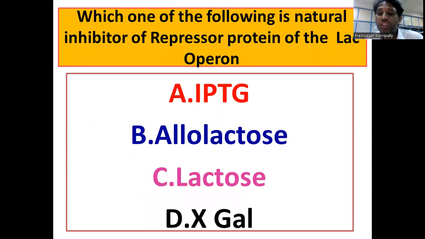And I'm going to ask you one question on this same concept. Which one of the following is a natural inhibitor of the repressor protein of the operon? Which one of the following is a natural inhibitor of the repressor protein of the operon? IPTG, allolactose, lactose, or X-gal? Please answer this question through the comment section.